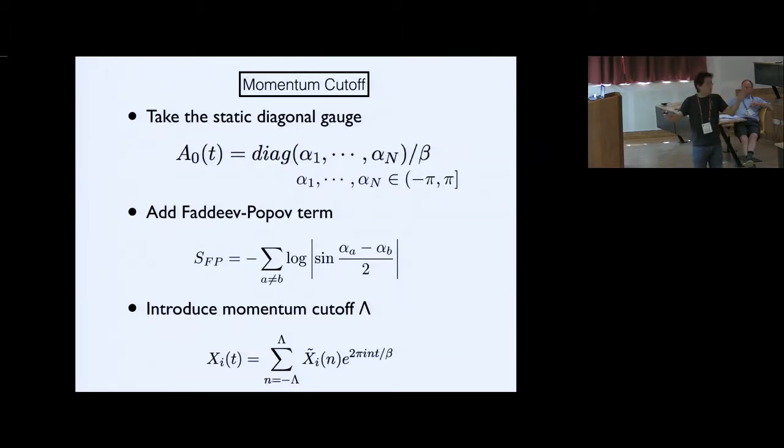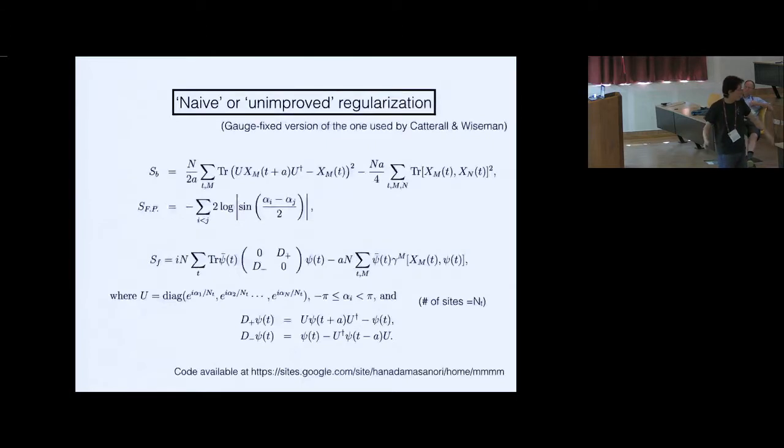And this method completely breaks supersymmetry, but in the continuum limit, supersymmetry is restored rather quickly, and we can check it numerically. We can also use the naive lattice regularization. And this is actually the action we have been using recently, which Evan, Goro, and Enrico Rinaldi are using. This is just a gauge-fixed version of the one used by Catterall and Wiseman starting in 2007.